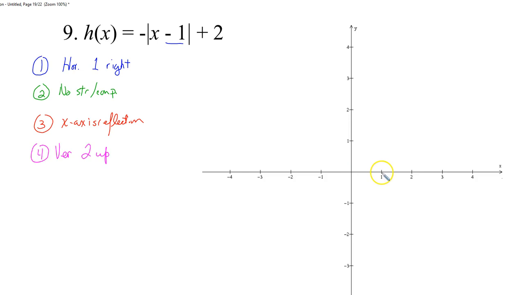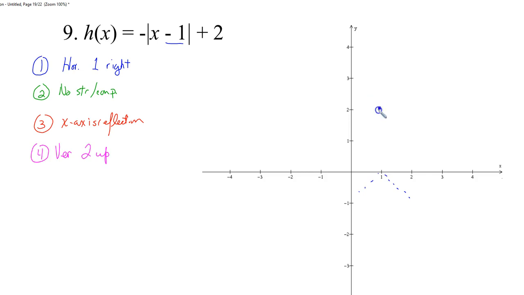So rather than turning at 0, 0, it's going to start off over here at 1, 0, but now it's going to be flipped upside down. And so I'm just going to kind of do this before I actually shift it up. So now that's my reflection. I have to flip it over, and so now I'm going to take this point here and I'm going to shift it up 2 units.